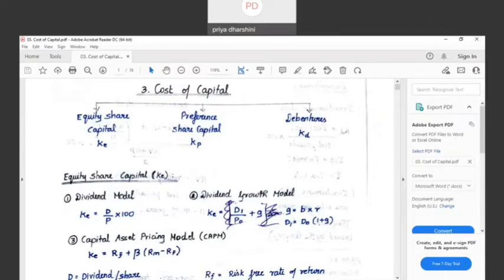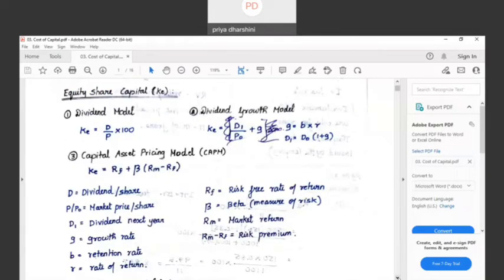There is one more model of arriving at cost of equity, which is called the CAPM model, where the cost of equity is measured as RF plus beta into (RM minus RF). What is RF? It is the risk-free rate of return. Beta is a measure of risk. RM minus RF is called the risk premium. RM individually is the market return. So let me explain this formula.